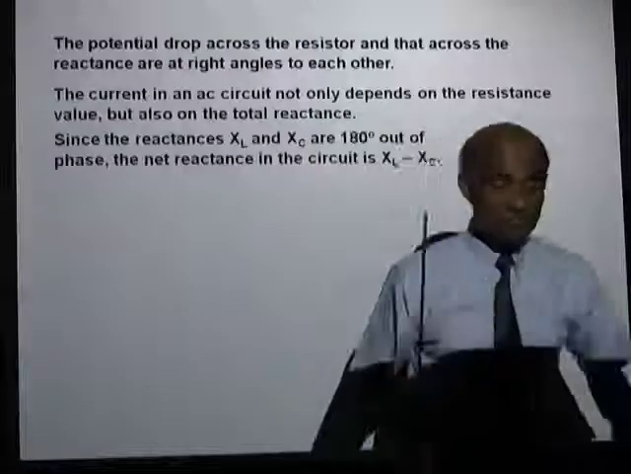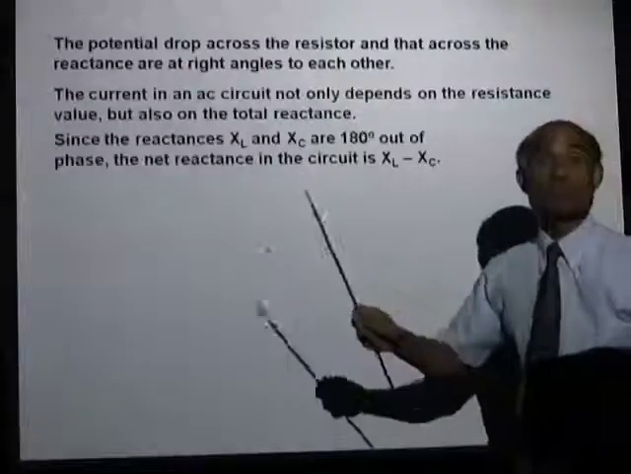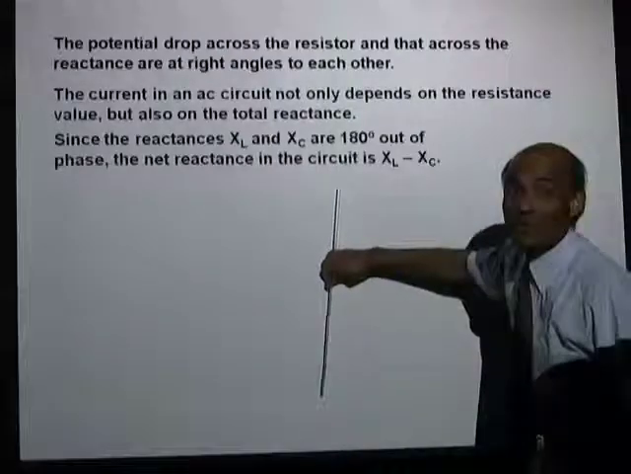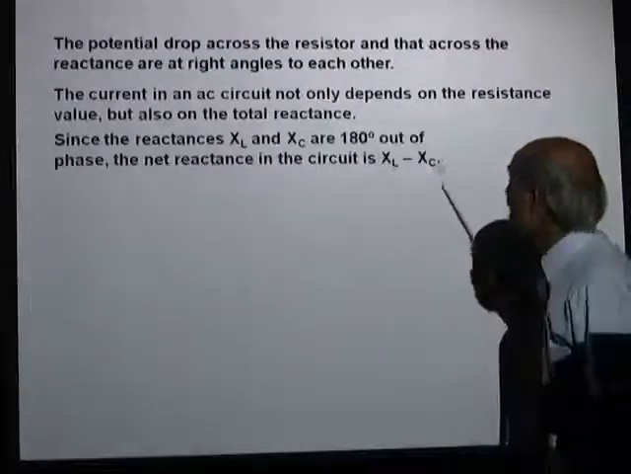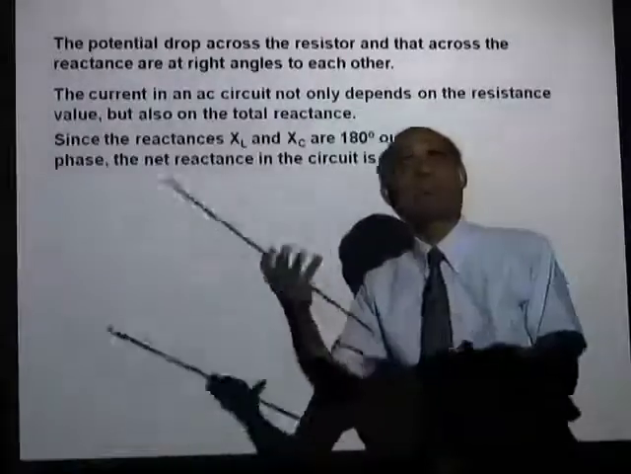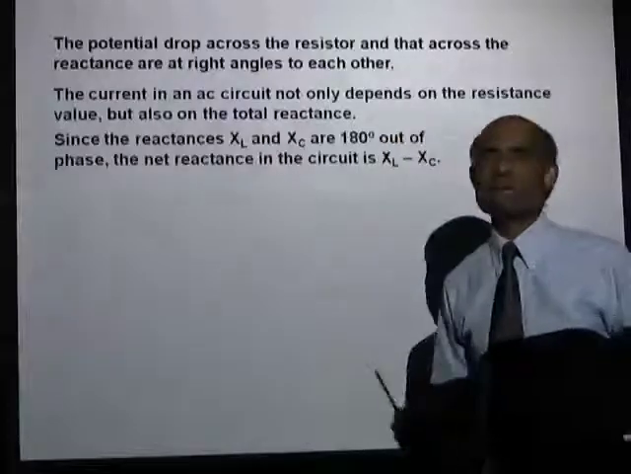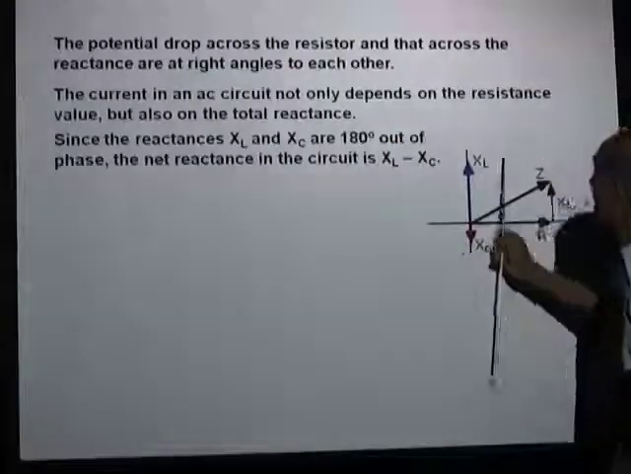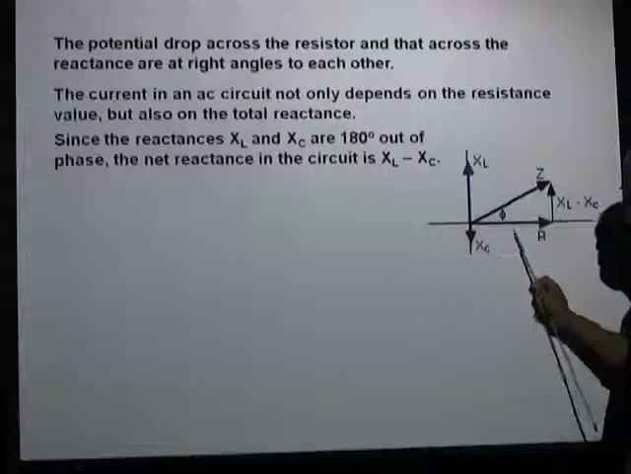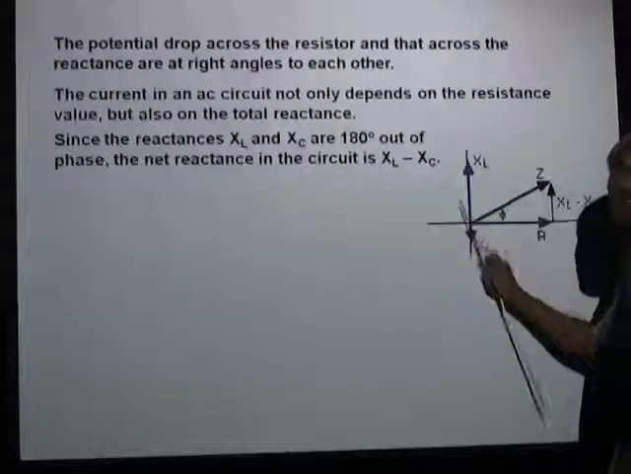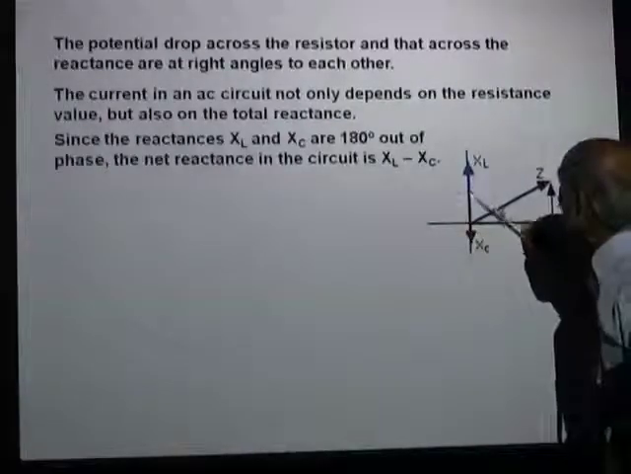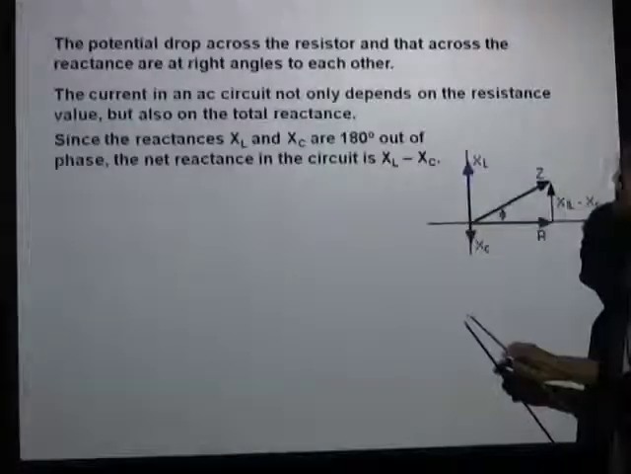Therefore, the net reactance, when you have the two of them together, because if one is upward, the other is downward, the net reactance will be XL minus XC. Well, either XL minus XC or XC minus XL, it doesn't matter. So here, if this is XL, this is XC, and this is the resistance. So these are the three components in that circuit. The resistance is at right angles to both XL and XC.